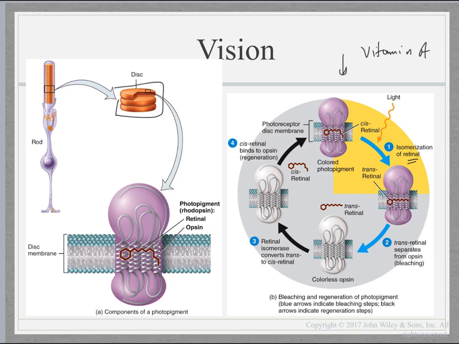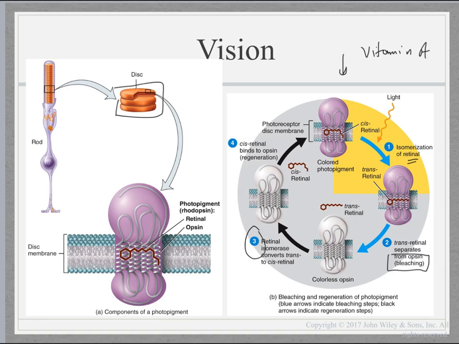The change in configuration also causes opsin to dissociate from retinol. This is that bleaching that we see. So we're left with this colorless opsin. Bleaching limits the degree to which the rods are stimulated. Ultimately, this decreases their sensitivity to bright light, which allows cones to mediate vision in bright environments. So basically what we're talking about is what happens in light conditions to rods.